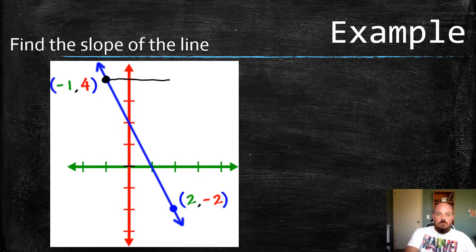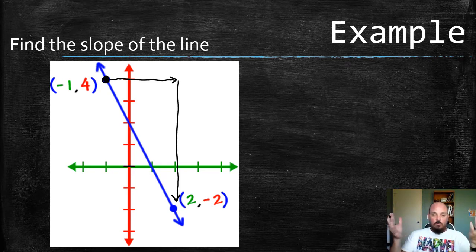over here and then down this way. So you ask yourself, okay, it's actually going to be what we call the run first. How far did I go over to the right? Well, it looks like I went over 1, 2, 3 spots to the right, and that's to the right, so it's positive.